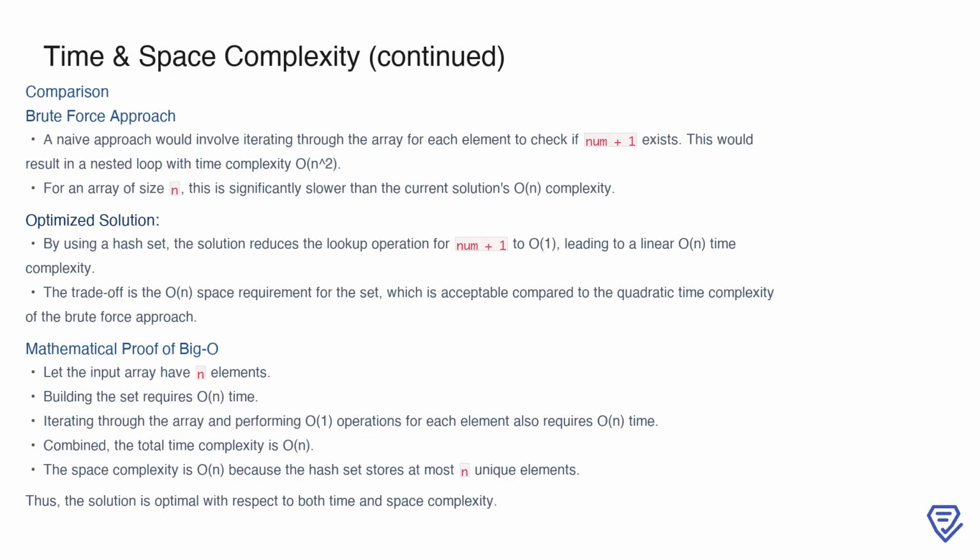Finally, we confirm the big O analysis. With n elements in the input array, building the set takes O(n) time, and iterating through the array with constant time operations for each element also takes O(n). This gives us a total time complexity of O(n). The space complexity remains O(n), because the hash set stores at most n unique elements. Overall, this solution strikes an excellent balance between time and space efficiency.